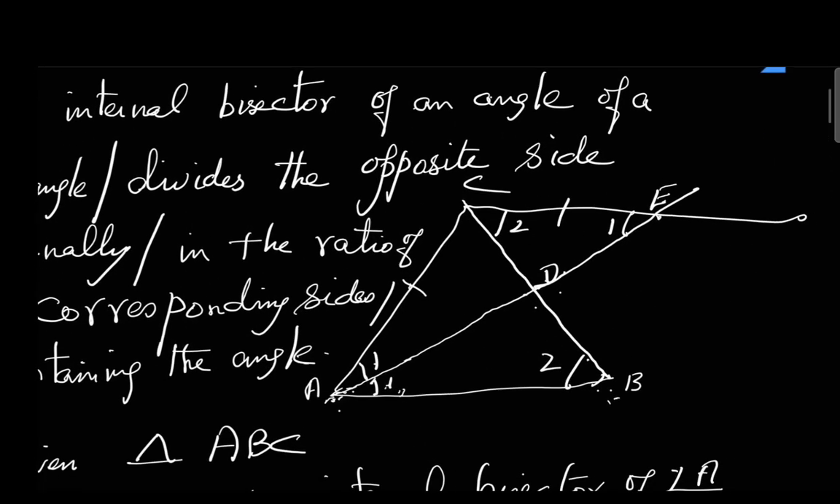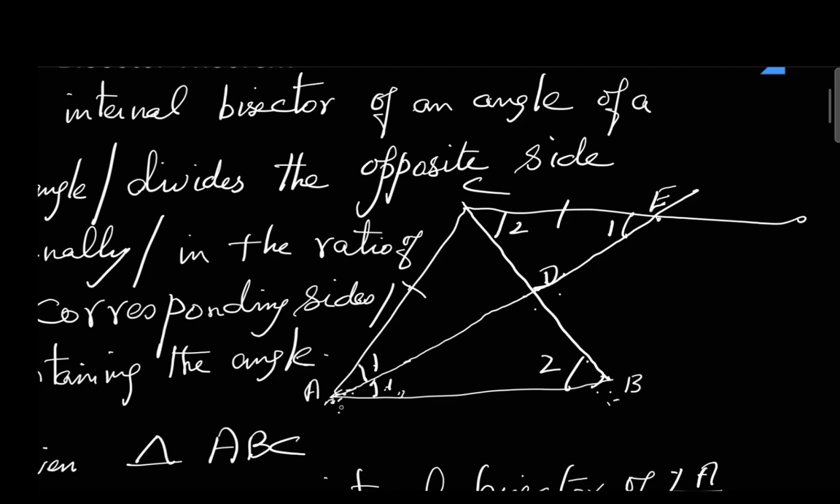Now come here. Now we have two triangles. One is ABD, another one is DCE. The angles are 1 here, 1 here, 2 here, 2 here. So alternate angles must be equal. So what do you say about these two triangles? Corresponding angles are equal. So the two triangles become similar triangles.